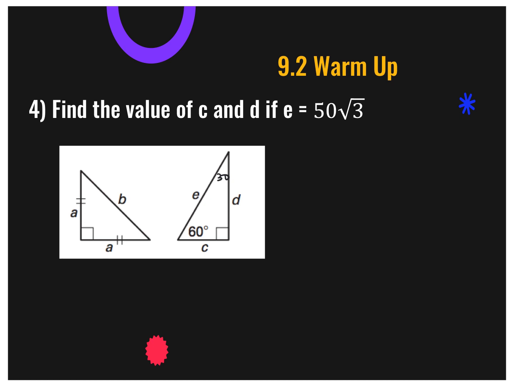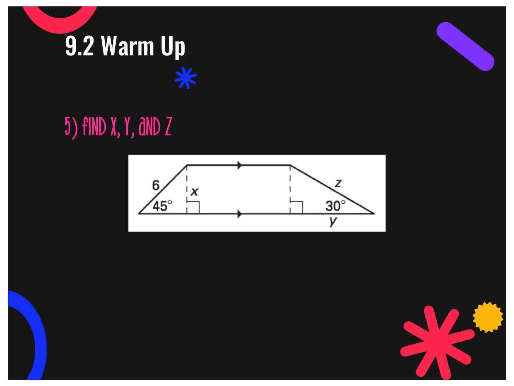However, they gave us the hypotenuse. So again, use the rules that you memorize to find the side lengths. And again here, same thing, find the values of those variables using special right triangles.